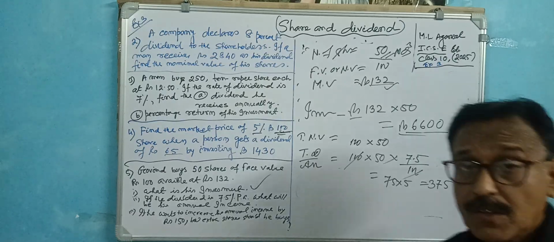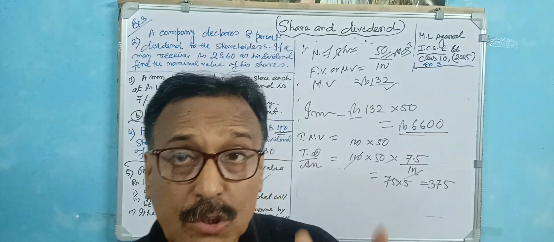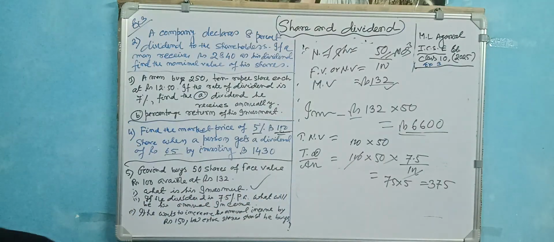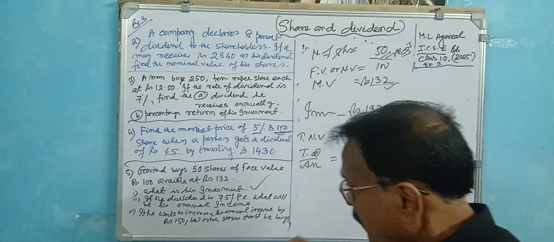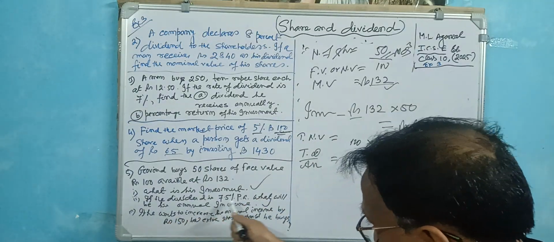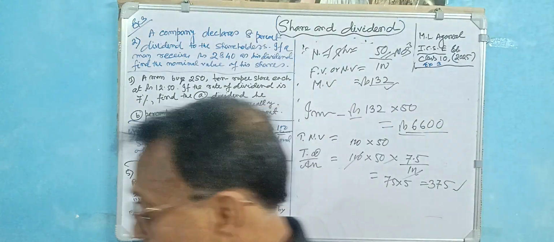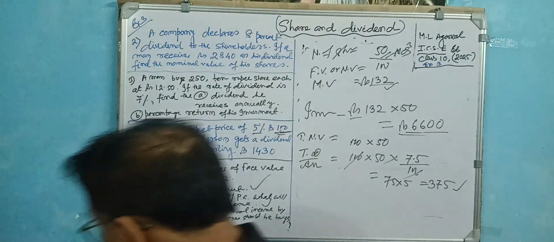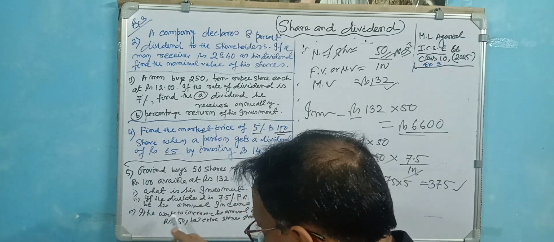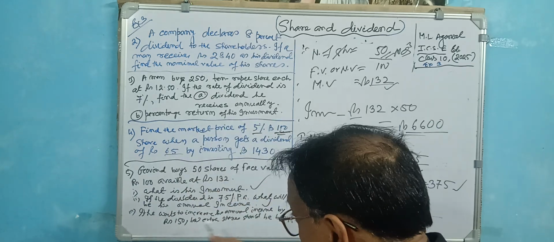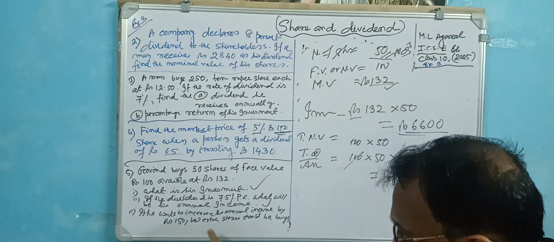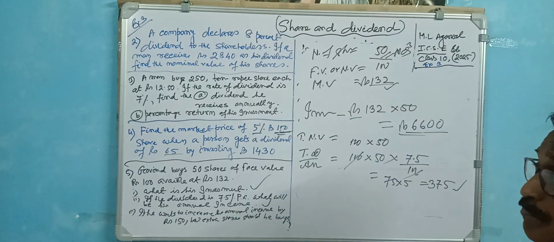Is it clear to you or not? Dividend is calculated on the total nominal value. Total nominal value. Okay. If the dividend is 7.5%, what is his income? Annual income. This is the annual income, 375. Is it clear? Now, if he wants to increase this annual income by this, how many extra shares will he get?